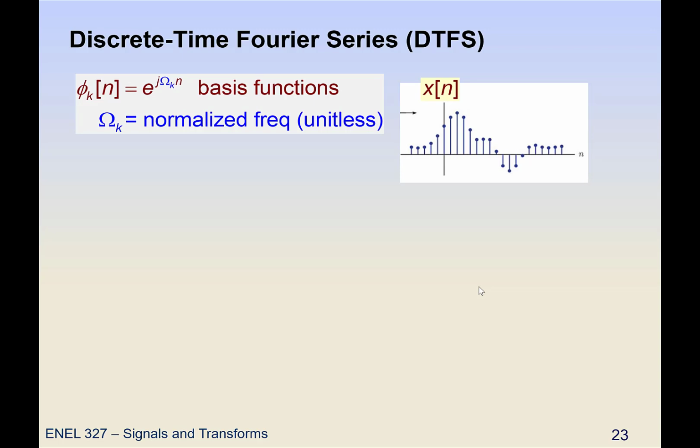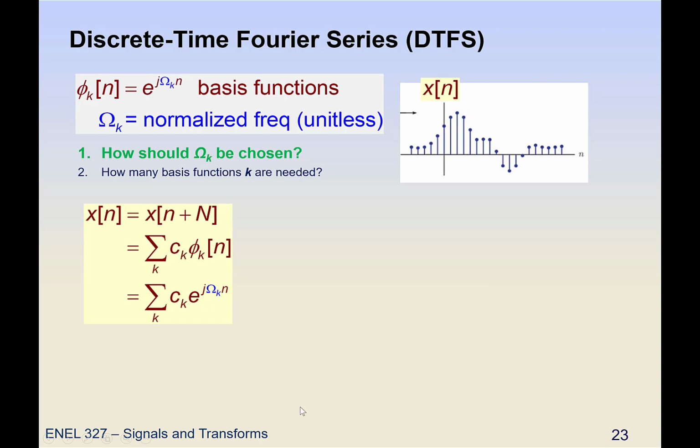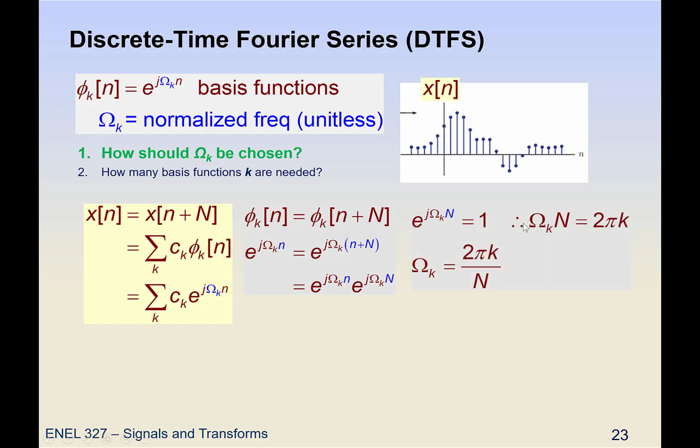Okay, so those are our basis functions, those are the normalized frequencies. Let's answer the first question. How should those be chosen? Well, if our original signal is periodic, then we should expect that we want our component basis functions to also be periodic with the same period, capital N. So we want this requirement to be a constraint on our basis functions. And if we expand that out, we'll get this. And for the left-hand side to equal this right-hand side, we want this to equal 1. So that is our constraint on omega. That is going to happen whenever omega k times capital N is an integer multiple of 2 pi. And therefore, our frequencies are 2 pi k over capital N. So k is representing our frequency, N is the period.